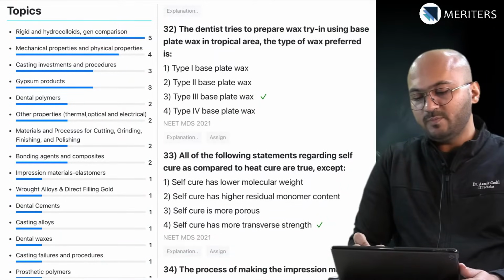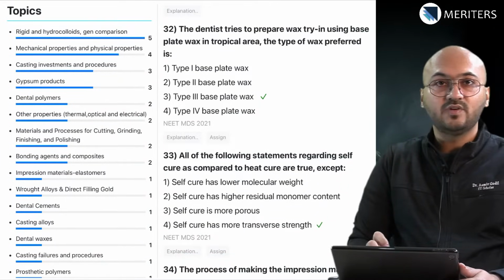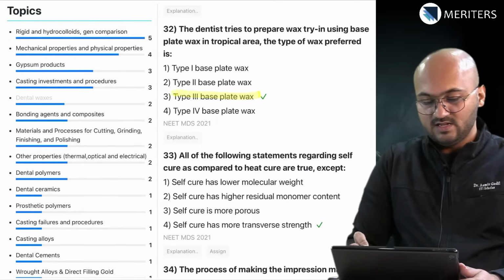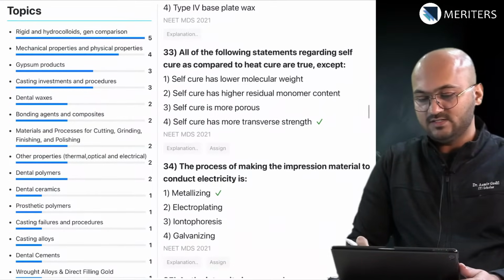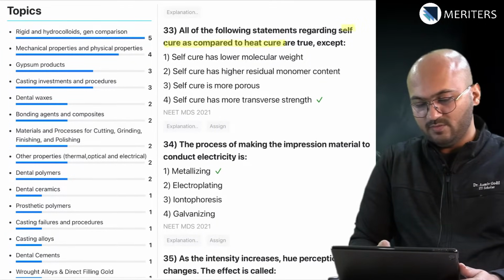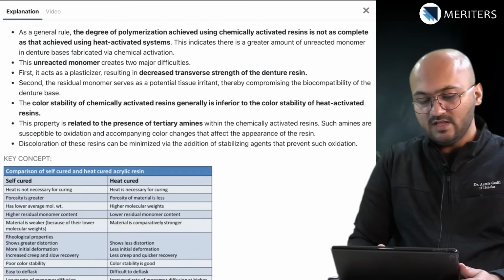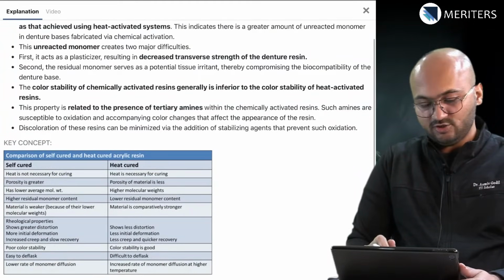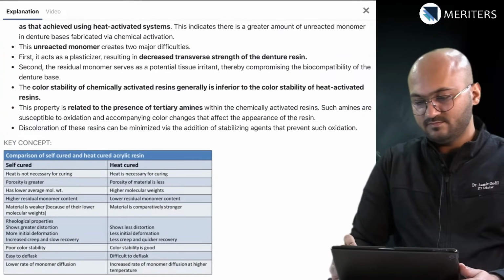A dentist tries to prepare wax try-in using base plate wax in tropical area. In tropical area, you will use type 3 base plate wax. So that's a question on dental waxes. All of the following statements regarding self-cure as compared to heat cure. Difference between self-cure and heat cure very important. Okay, this table in the key concept, make sure that you go through this thoroughly.